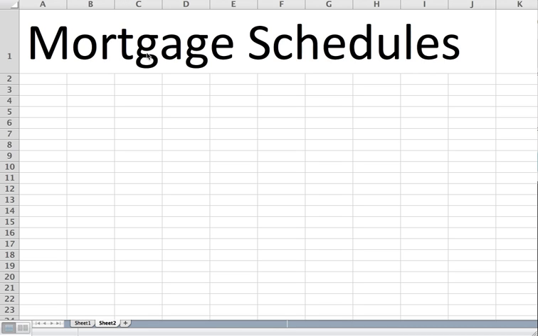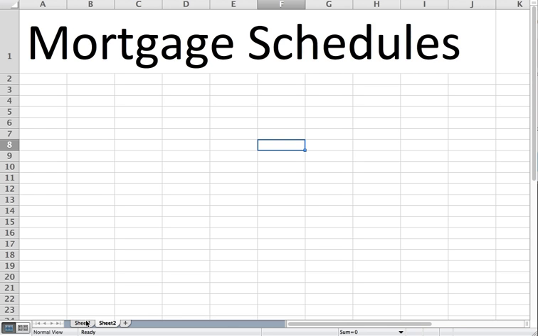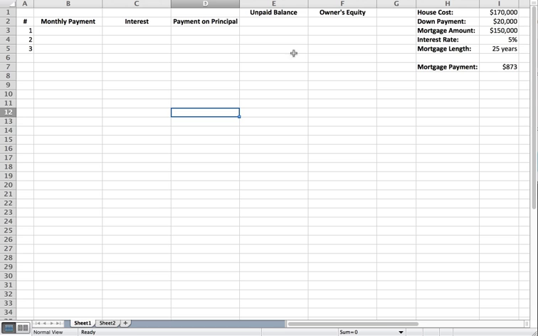We're assuming that you've already worked through lesson 2 on mortgage schedules and seen an overview of how they work. We're going to specifically look at what happens after the first 3 months of payments as time goes on. You should be familiar with what you see on the screen here.